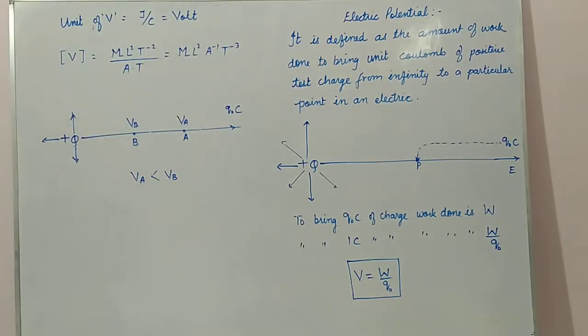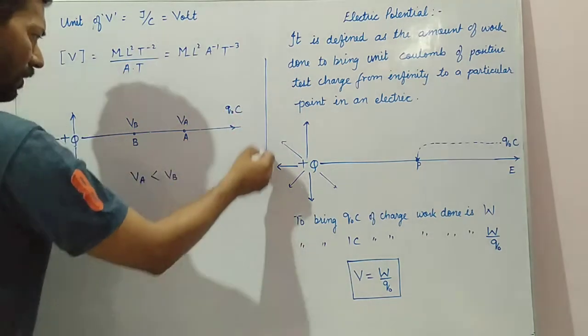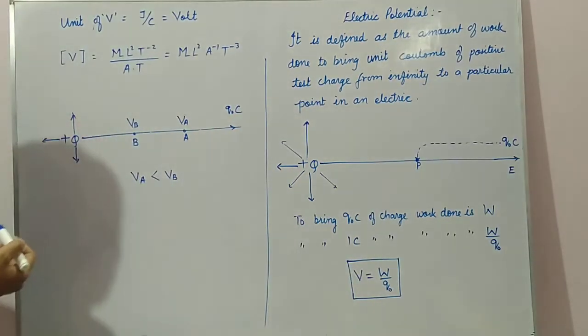Here we are concerned only with positive charge. Now, the potential at A is less than the potential at B, because in case of B, the amount of work done is more as compared to A. Now from here, we come to the concept of electric potential difference.